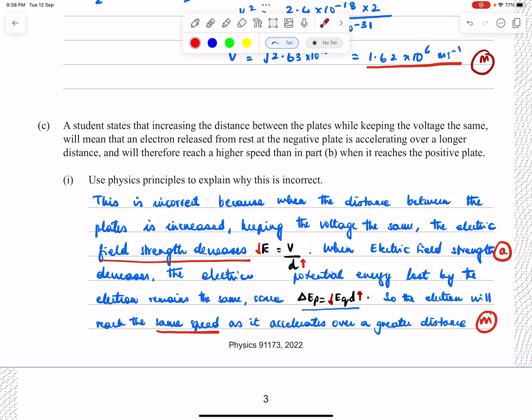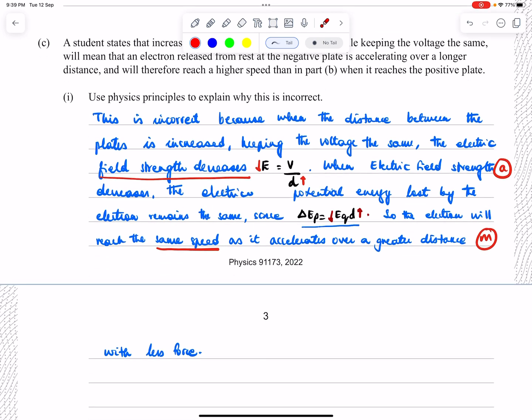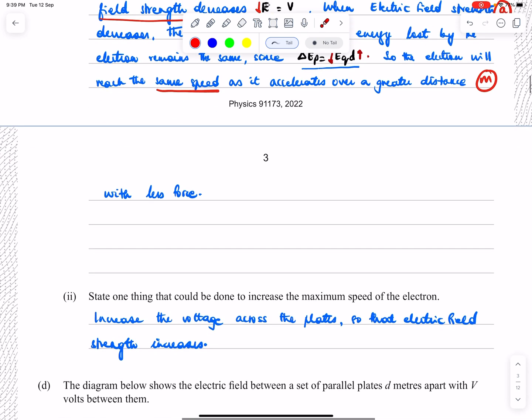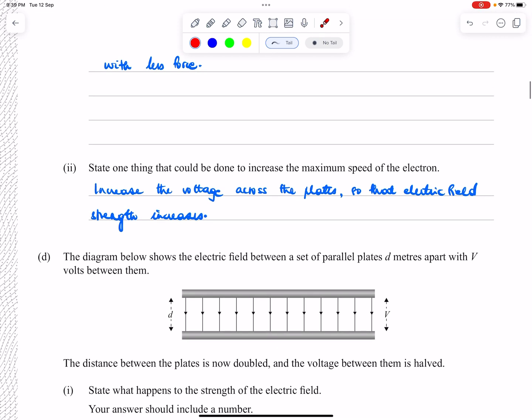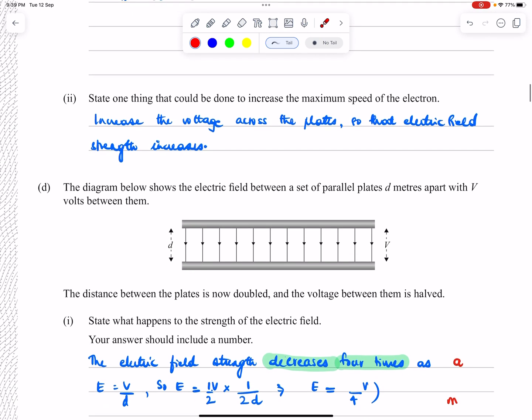When the electric field strength decreases, the electric potential energy lost by the electron remains the same. Why? Because if that's less, that's increased. So the electric potential energy is the same, so it will reach the positive plate with the same speed as it accelerates over a greater distance but with less force. Okay, then state one thing that could be done to increase the maximum speed. One thing that can be done is increase the voltage across the plates so that the electric field strength increases.